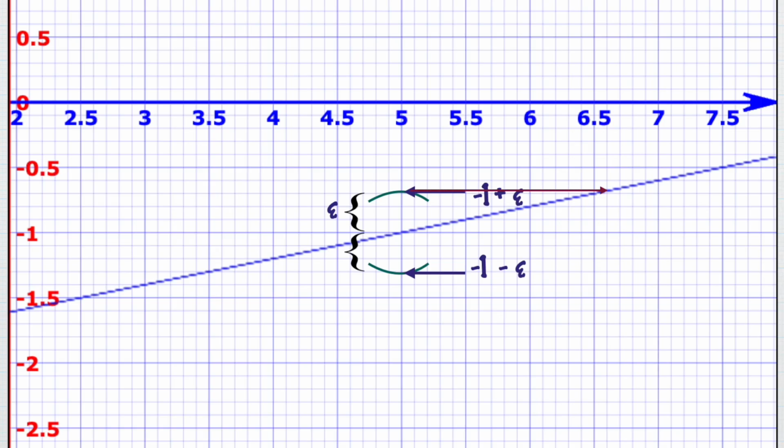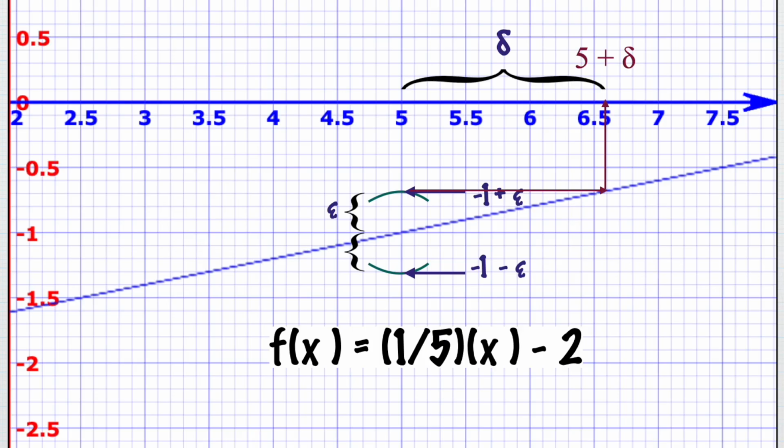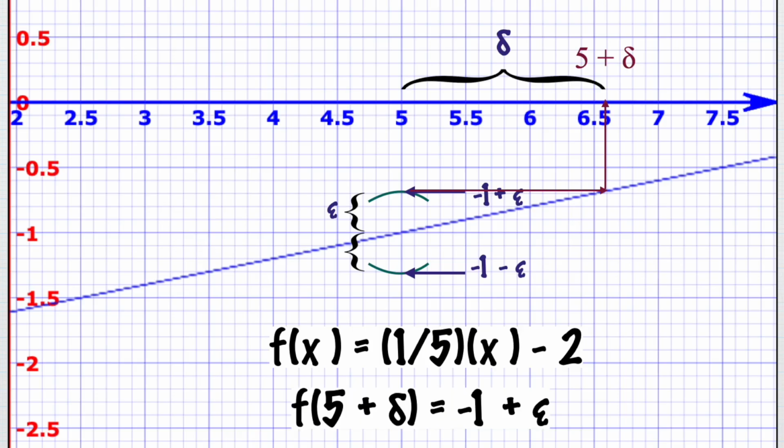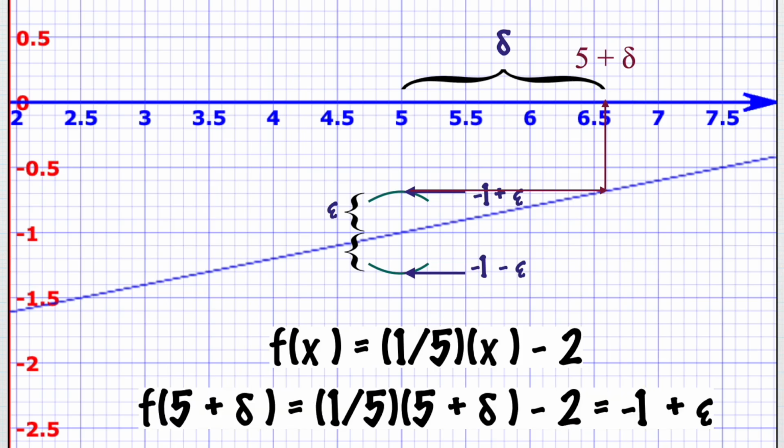So, here our x value is delta more than 5, so 5 plus delta. If we put that into the function, we get that f of 5 plus delta would equal, in this case, the upper bounds, -1 plus epsilon. So here we have put 5 plus delta into the function, and we get 1/5 times 5 plus delta minus 2. And now we need to solve for delta.